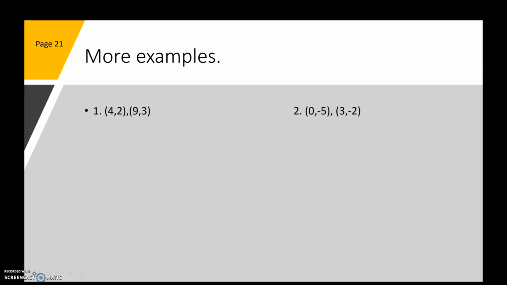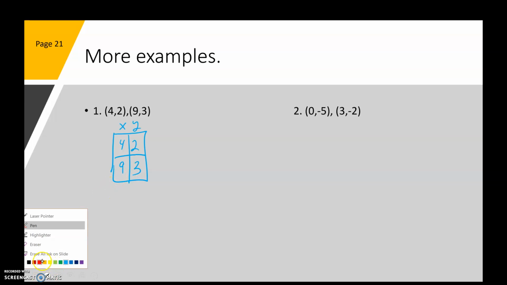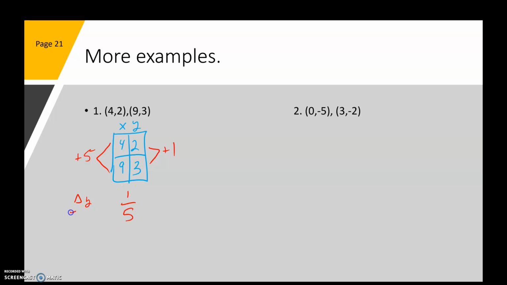So let's practice a couple. So you got your 2 points. XY, I got 4, 2 and 9, 3. And we're going to look at how these are changing. The X goes from 4 to 9. That went up 5 spots. The Y went from 2 to 3. It went up 1. So rise over run, 1 over 5. It's the change of Y over the change of X. You just always got to remember it's Y over X. And that's what people always forget.